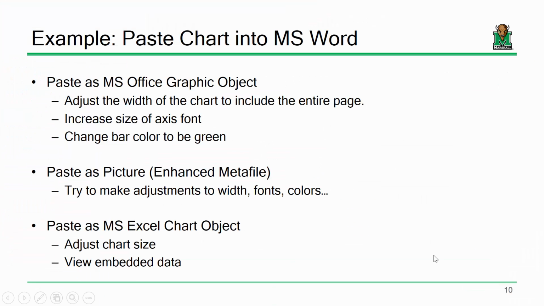do this. First of all, paste it as a graphic object, which is the default style. Change the width, make some changes to the font, and change the bars so that they're not blue anymore, but instead are green. And then try pasting it as a picture, like I just showed you. You're going to have to do paste special to get the option.